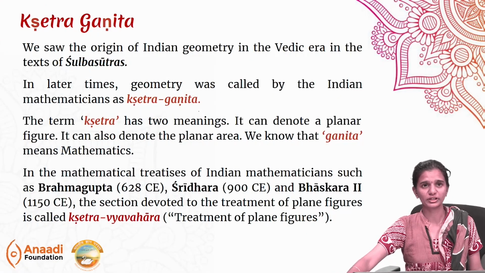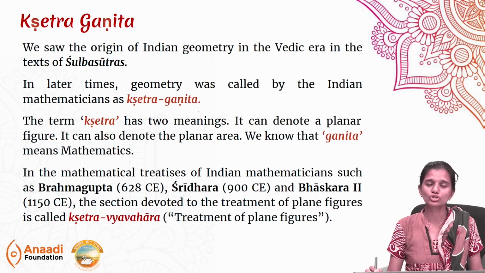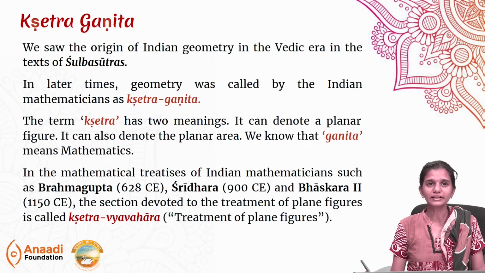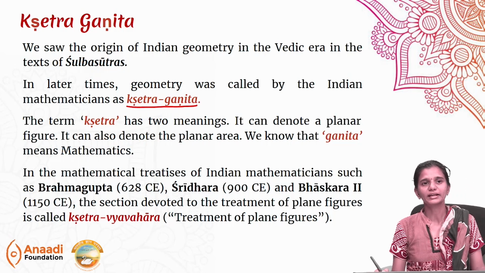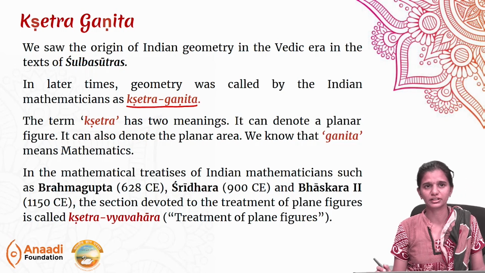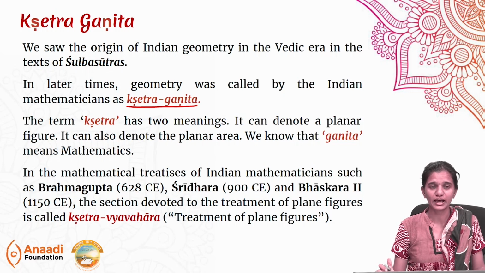In this session, let us look at the area of polygons. In the Vedic geometry session, we saw the origin of Indian geometry in the Vedic era in the texts of Shulba Sutras. In later times, the Indian mathematicians called it Kshetra Ganita. Let us understand the term Kshetra Ganita. In fact, the phrase Kshetra Ganita occurs as early as 550 CE in the works of Siddhasena Gani.